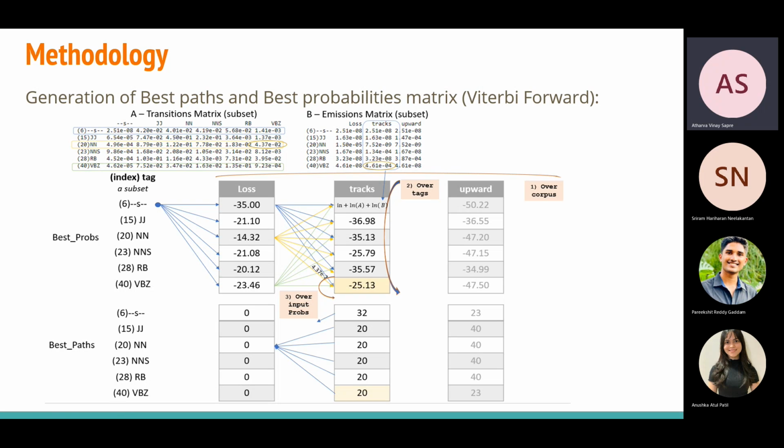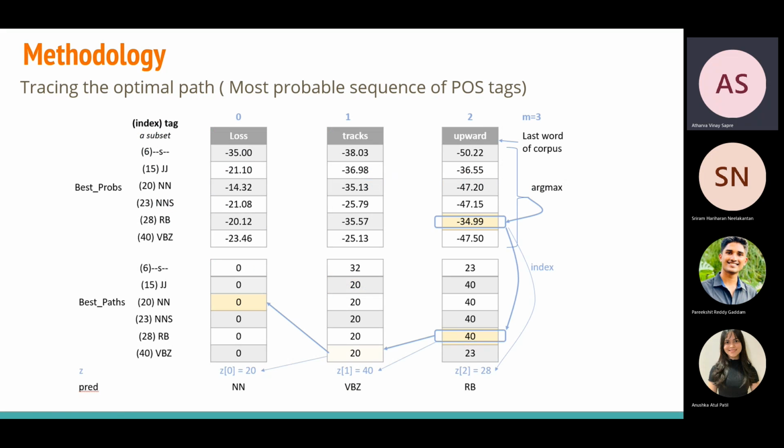While propagating backwards, we can easily traverse to the previous word and its most probable path. And like this, we will fill all the cells and repeat the steps for all columns. And this is how forward propagation works. Now let's move on to the next slide and see the working of back propagation.